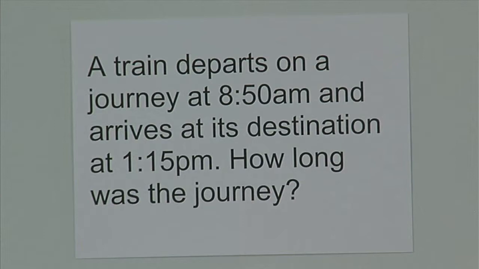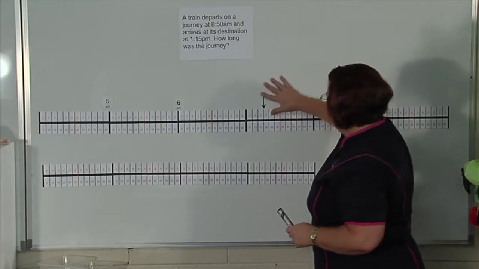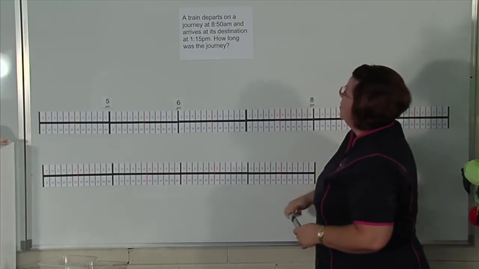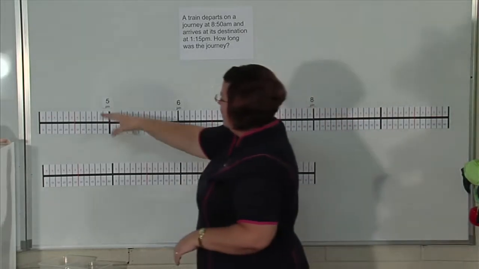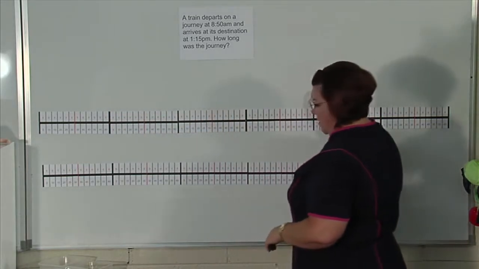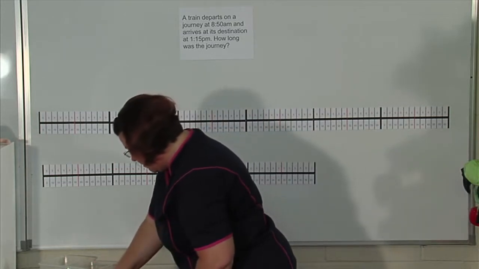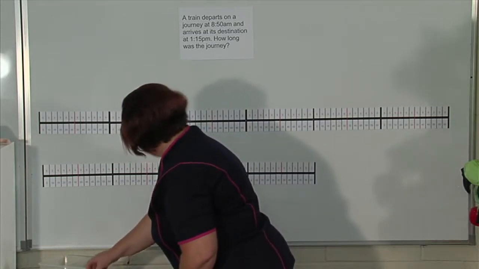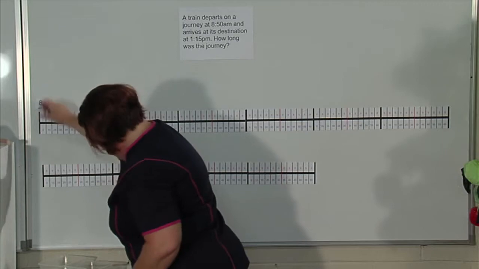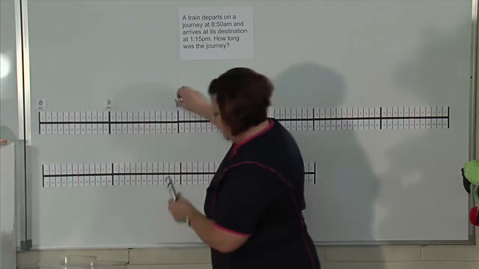and arrives at its destination at 1:15 PM. How long was the journey? Remember, the first thing I do is to get the children to come out the front and put the hours onto the timeline. And we start with AM for this one, so we'd be going somewhere around 8 AM and following it through.